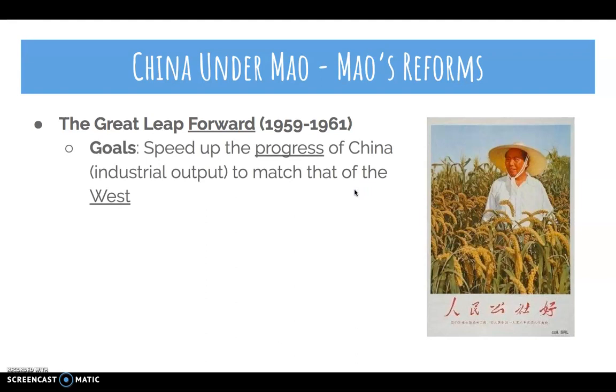If you're moving forward, you're trying to bring progress. His goal with this was to really increase China's industrial output. He wanted to match China's output, production and advancement in technology with that of the West, with the capitalist countries like the United States and Western Europe. And what he did to do this was establish huge farm communes. This would have been government-owned land that many farmers would have worked as their own.